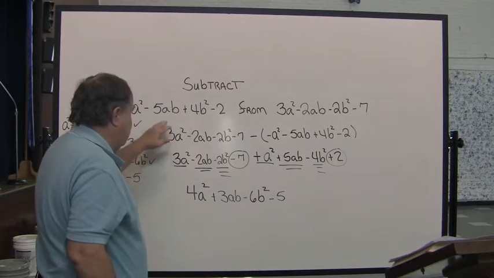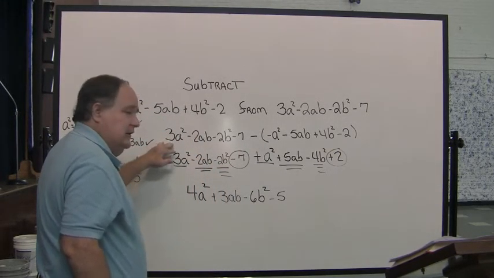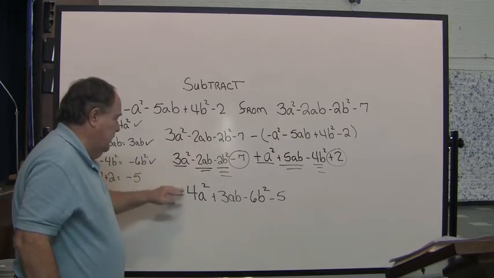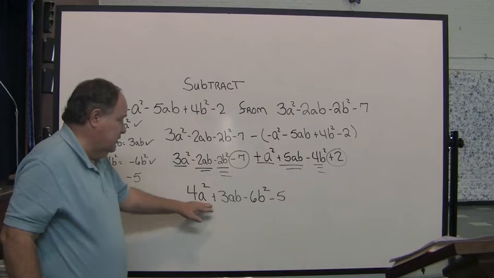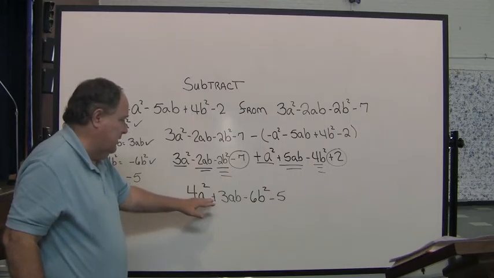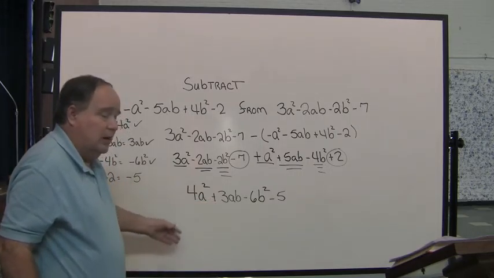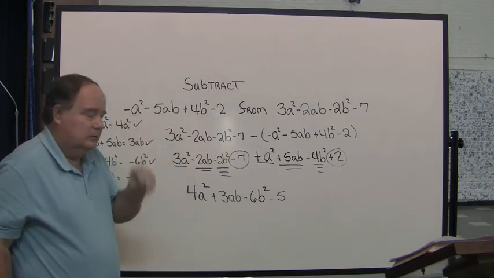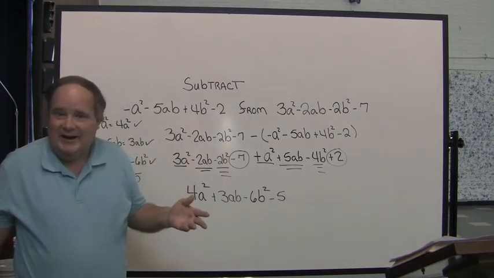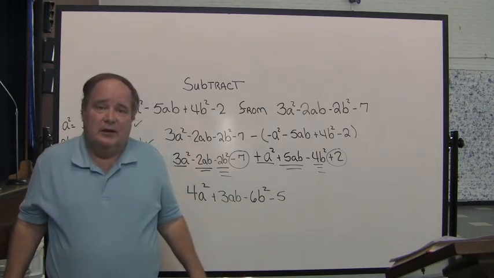Okay, from all of this, we see that we've simplified it down and collected all the like terms, and we end up with 4a squared plus 3ab minus 6b squared minus 5. And what is the degree of this polynomial? It's 2. Okay, and that's basically all there is on this lesson of like terms, adding and subtracting.